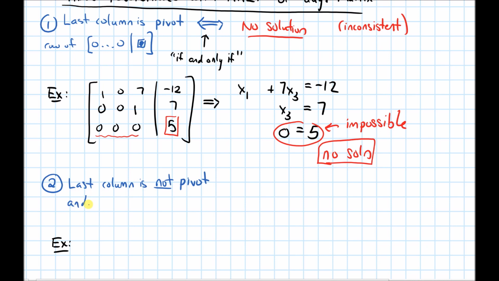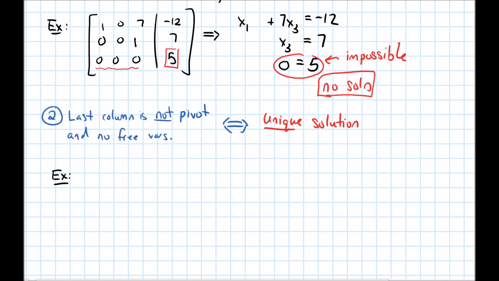So if the last column is not a pivot, there's sort of two other sub cases within that. One is, what if there are no free variables? I'll consider the case where there's no free variables, and I'll consider the case where there are free variables, because they're slightly different. So in this situation, there is a unique solution. Unique solution means that there is exactly one.